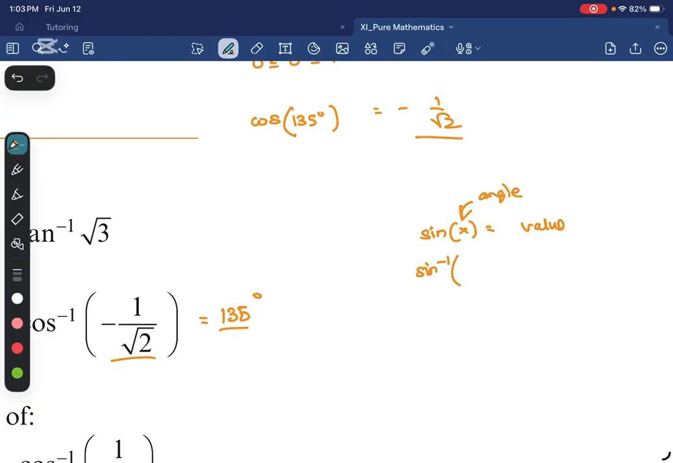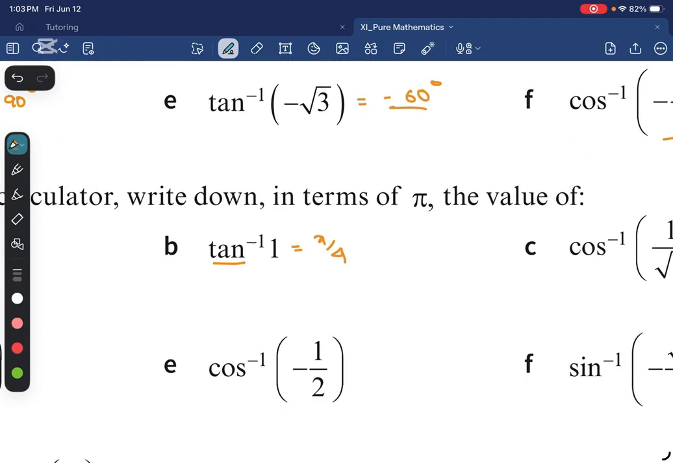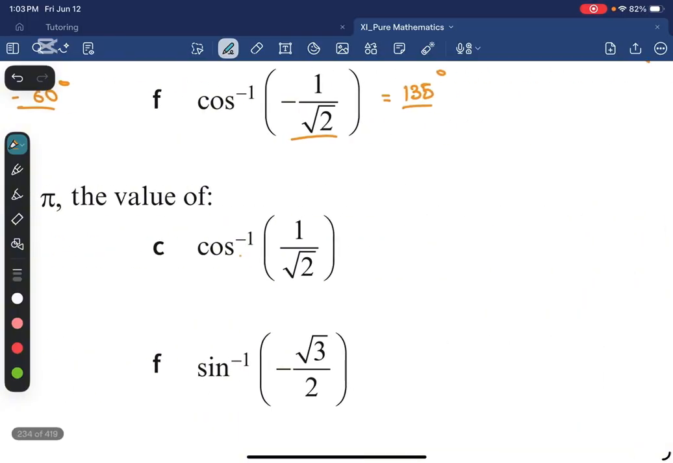Sine inverse: we take a value inside, and we should get an angle. This angle should have the property that if you take the sine of that angle, you get that value. So tan inverse of 1 should be an angle, and if I take the tan of that angle, I should get 1. So it has to be pi over 4. Right, cosine inverse of 1 by square root of 2.